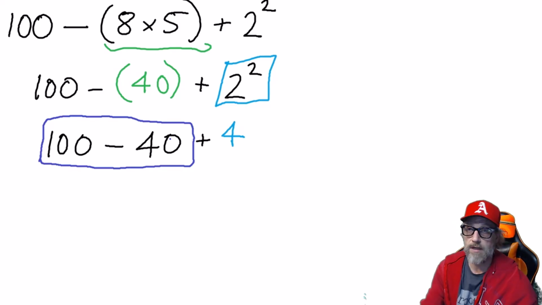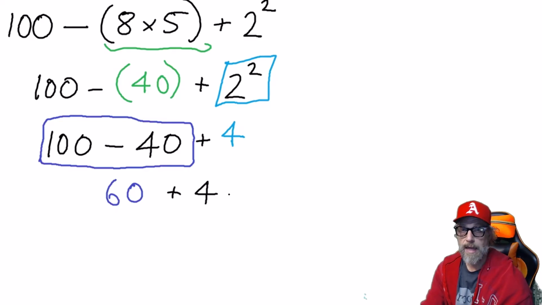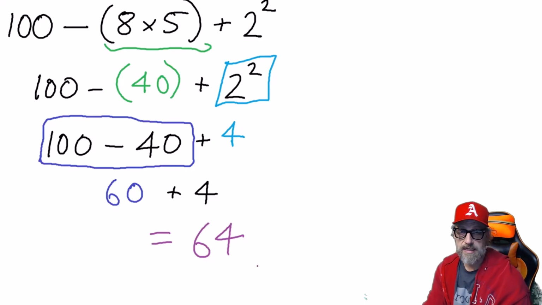I can't repeat it enough. Well, you think I could. I think I could not. 100 minus 40 is 60. I also love to recopy, so I'm going to just bring down a plus 4. And then for my last step, do this last operation, addition, and 60 plus 4 equals 64.